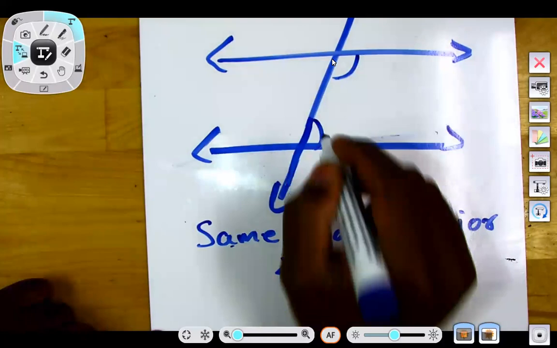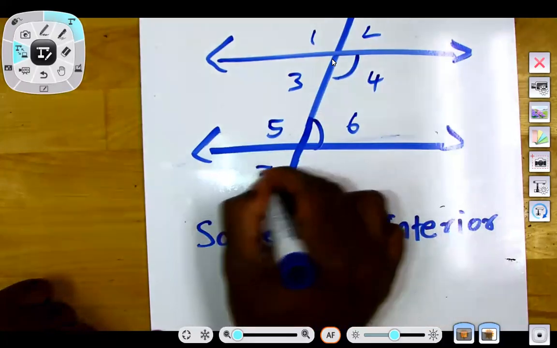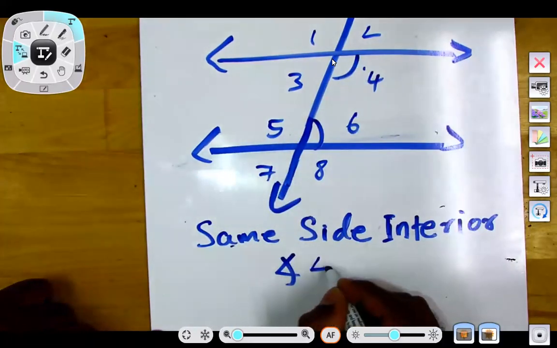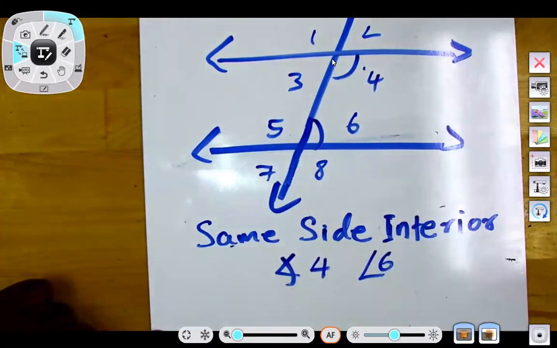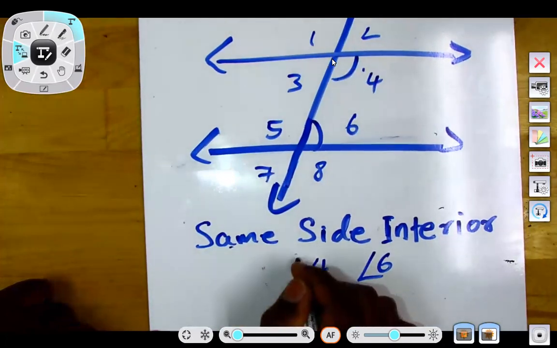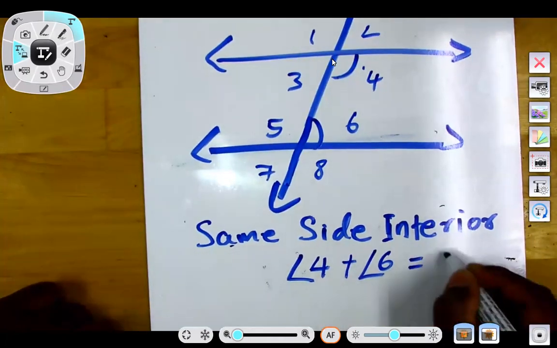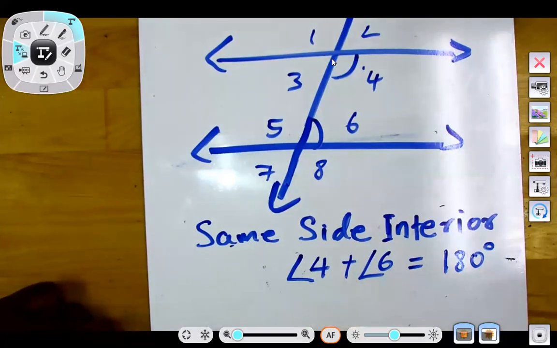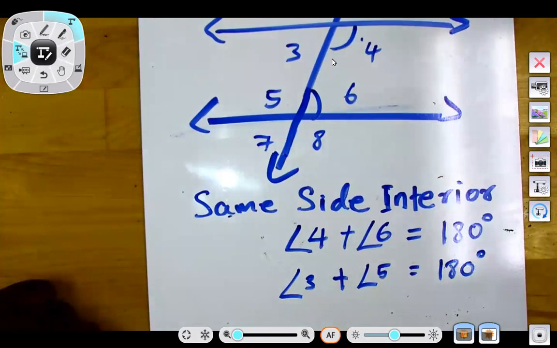So just say 1, 2, 3, 4, 5, 6, 7, 8. If you take 4 and 6, angle 4 and 6, if you take these 2 and add them, that will be equal to 180 degrees, or these 2 are supplementary to each other. All right. Same thing, 3 and 5. Angle 3 plus angle 5 is going to be equal to 180 degrees.